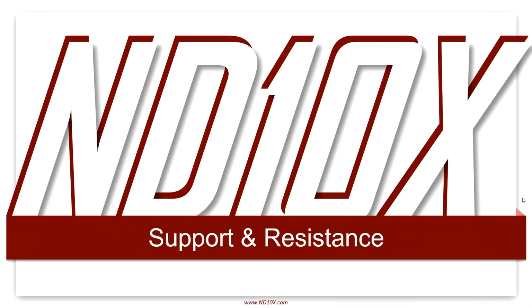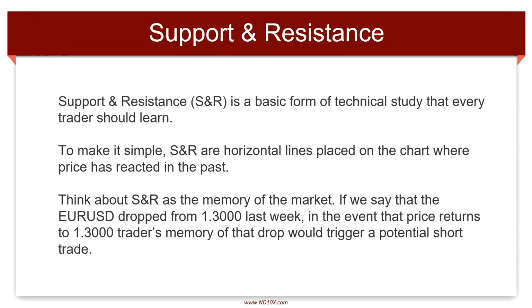Support and resistance. Support and resistance is a basic form of technical study that every trader should learn. To make it simple, support and resistance are horizontal lines placed on the chart where price has reacted in the past. Think about support and resistance as the memory of the market.